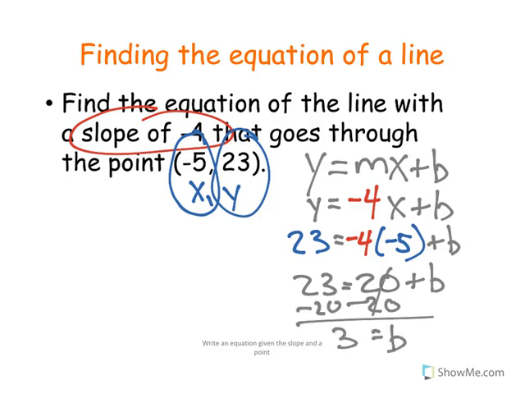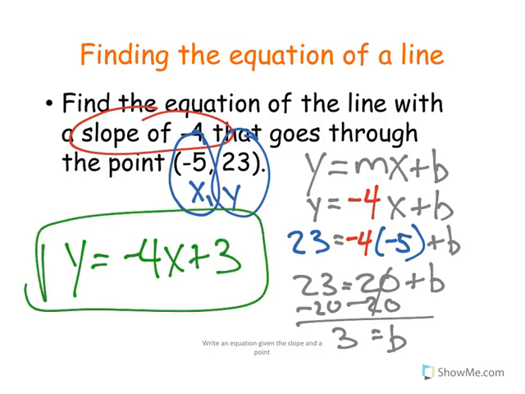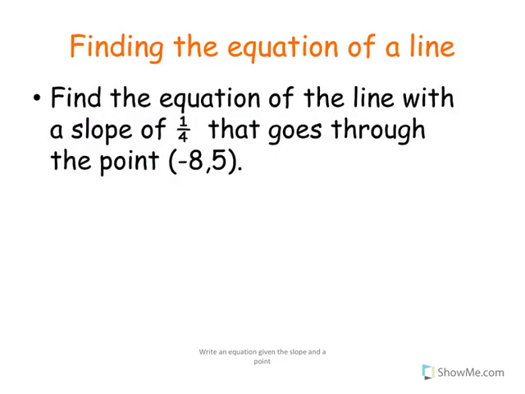We're not done. Let's put this all together. I know m is negative 4. I've now discovered that b is equal to 3. So y equals negative 4x plus 3. All right, let's see if we can do all the substitution in one step. I'm still going to start with the equation of a line. But I'm going to fill in all the information that I know.